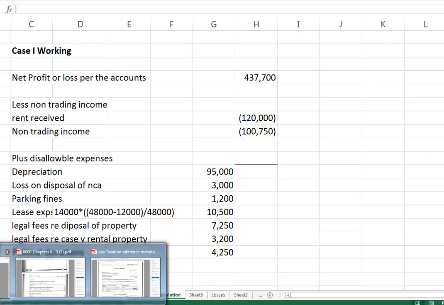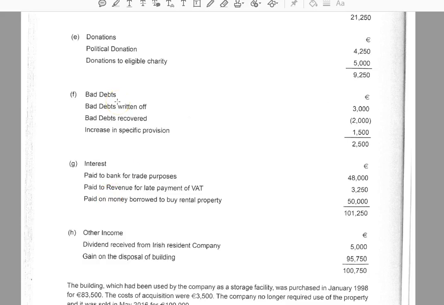Next, please. Bad debts. We're only interested in an increase or a decrease in a general bad debt provision. So if you don't see a general bad debt provision, you don't need to do it. You can ignore it. So that's bad debts written off, bad debts recovered, increase in specific provision. They're all okay. We only need to do something for a general bad debt provision or a general provision of any type. Interest, trade purposes, fine. Late payment of VAT, never allowed. And rental properties, case 5 is non-trading. So those two get added back, 3,250 and 50,000.